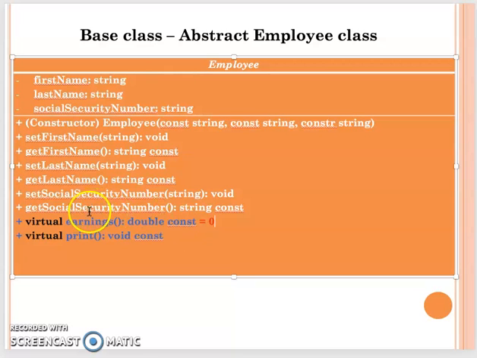Because if a class has a pure virtual function, that class becomes an abstract class. So our base class employee is an abstract employee class. Then here we do have another virtual function, print. But for the print, we have some information we can implement, because we can print the employee information: first name, last name, social security number.